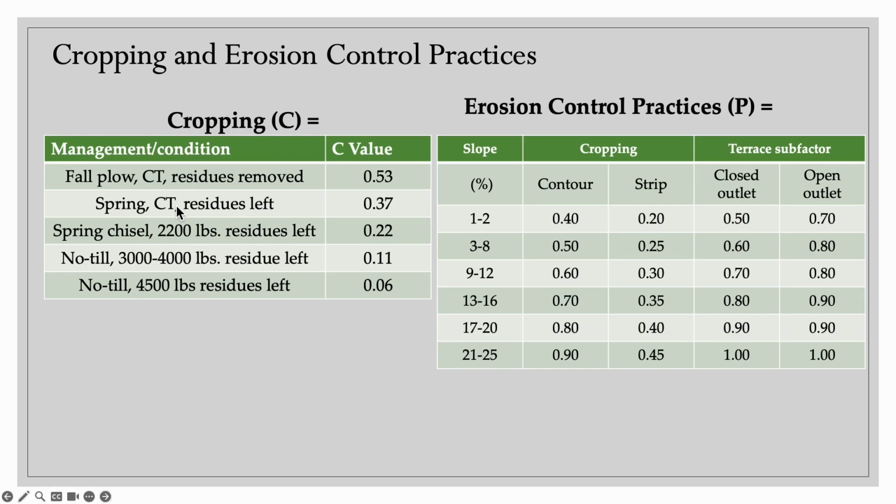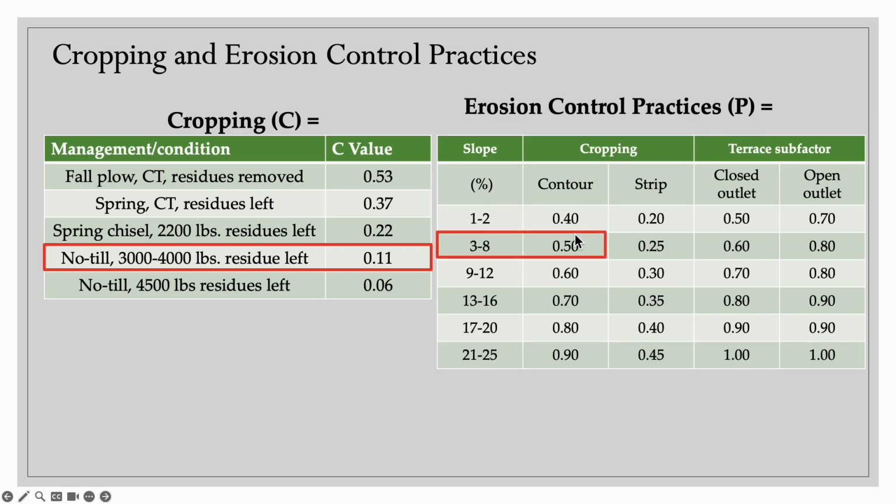So previously we did spring conventional till with residues left. We have now changed to no-till with 3,000 to 4,000 pounds. So our C factor is now going to decrease by a third, right? So we went from 0.37 to 0.11. So we suspect to get some advantage. We do expect that A value is going to decrease. And just to make sure that we meet the threshold, we're going to add an erosion control practice. And we had 6% slopes, and we were going to do contour cropping. That is going to give us a P value of 0.50.